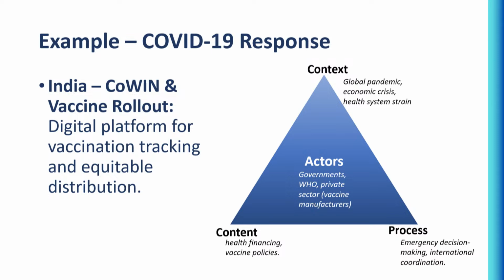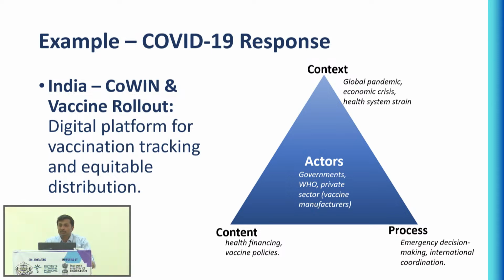A very familiar example, a recent thing that we have all faced. We have gone through this pandemic time, and we know there were a lot of emergency decisions that were taken. If somebody is more interested, they can apply the policy triangle in understanding India's vaccine rollout. What are the context factors? Global pandemic, economic crisis, health systems strain, content, health financing, vaccine policies, processes, emergency decision making, international conditions.